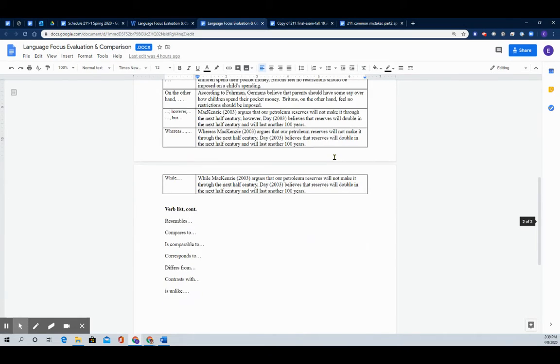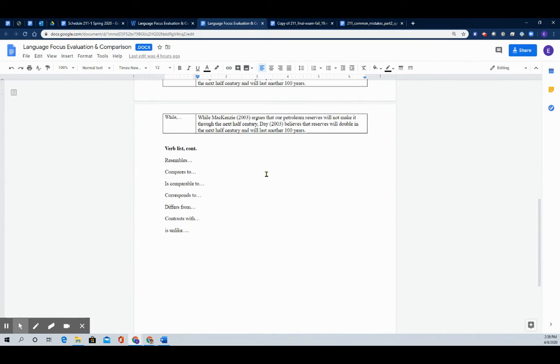As you move down through the document, at the bottom of it, there's a verb list. These verbs could be used to evaluate or compare sources. They could apply in your work.